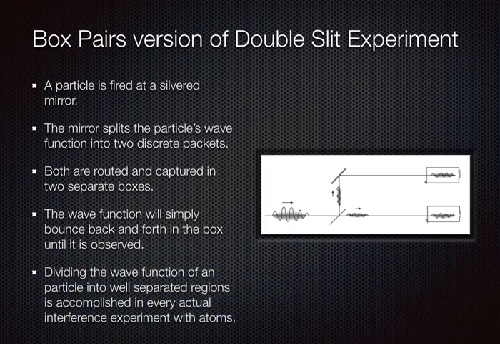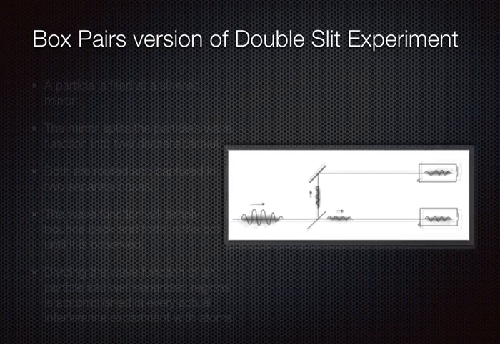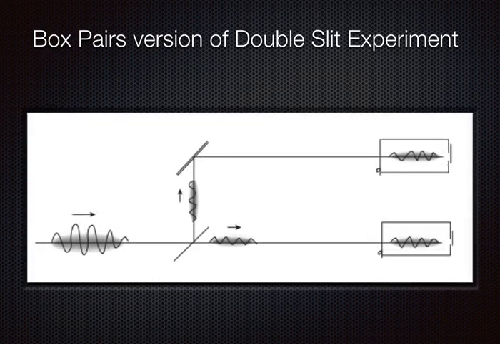Dividing the wave function of a particle into well-separated regions is accomplished in every actual interference experiment with atoms. So this is exactly what we did in the double slit, because it went through the slit, turned into two packets, two waves, that then interfered with themselves. So here's a blow-up of that, just in case you can't see it.